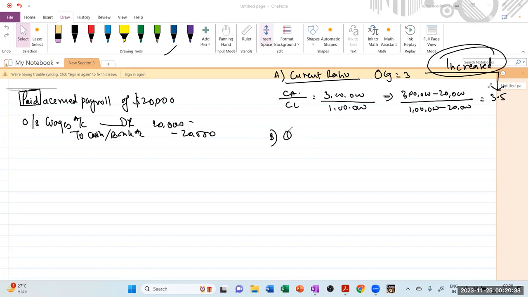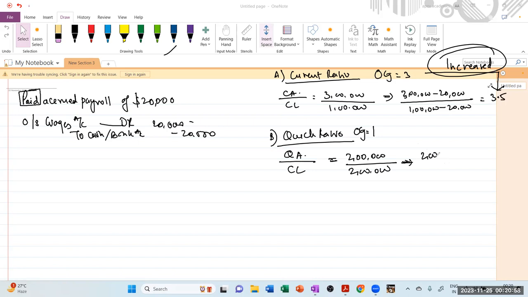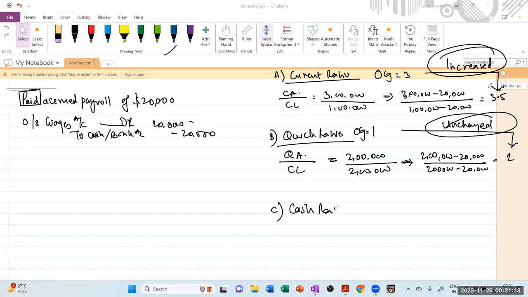Not cash, which is the second one? Quick, no? How much was this? It was 1 originally, right? Now what is happening here? You have paid it. So this is going down by 20 and this is also going down by 20. So it stays 180 upon 180, 1. Unchanged. Cash ratio will be affected. No, actually it will not be badly affected. It will decrease but not by much.